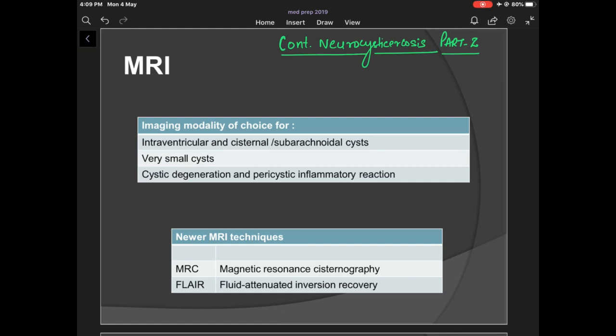So MRI is the imaging modality of choice for three things. If we are suspecting intraventricular and cisternal or subarachnoid cysts, if they are very small cysts which are hard to pick on CT, and if cystic degeneration and pericystic inflammatory reaction is suspected. Newer MRI techniques are used these days, which include the MRC technique or magnetic resonance cisternography, or the fluid attenuated inversion recovery sequence, what we call FLAIR.